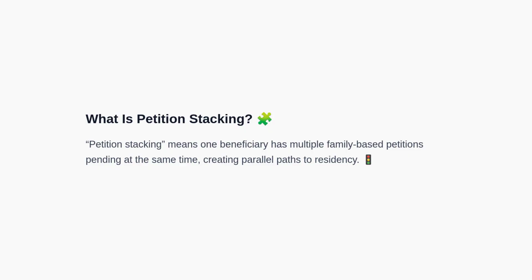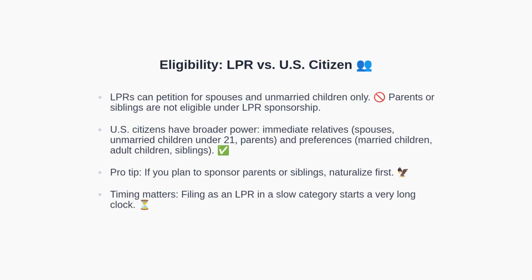Petition stacking refers to a situation where one beneficiary has more than one family-based immigrant visa petition filed on their behalf. This creates parallel paths toward permanent residency. Although filing multiple petitions doesn't make the government process itself move faster, it can provide options when a quicker category becomes available. In practice, families often start with a slower category and later add a faster one once a more eligible petitioner is available, such as after naturalization. With that concept in place, let's transition to eligibility basics.